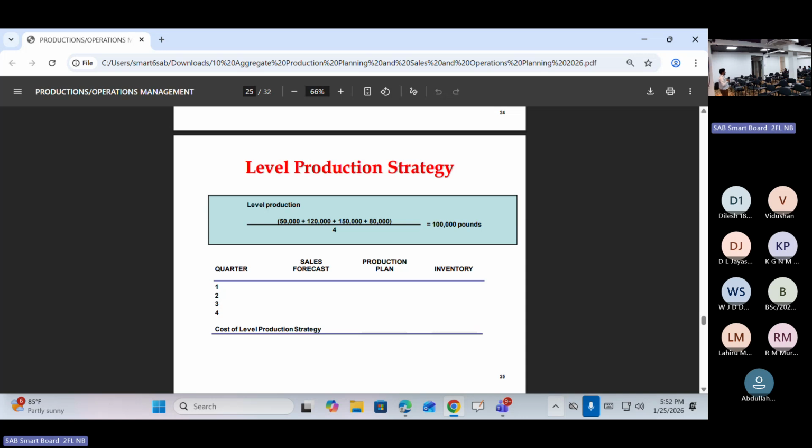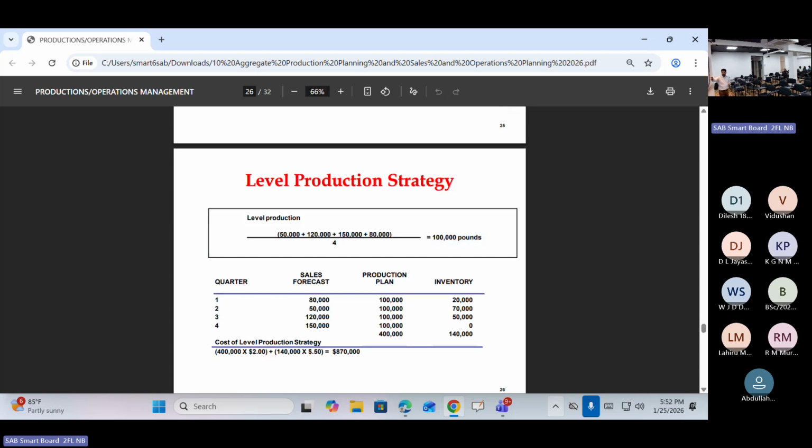What does that mean? That means every quarter we have to maintain the same production rate. What is the size? 100,000 units. Clear? So considering that, we can finalize the production plan like this. Each quarter, despite the sales forecast, they maintain the same production rate and thereby meet the annual demand.